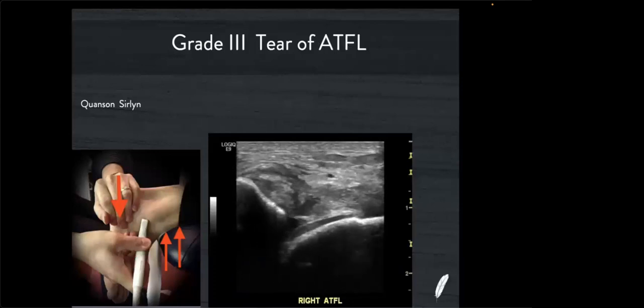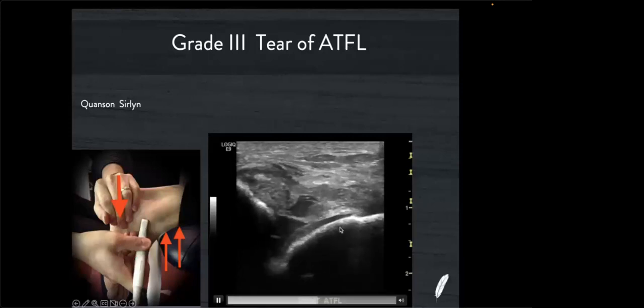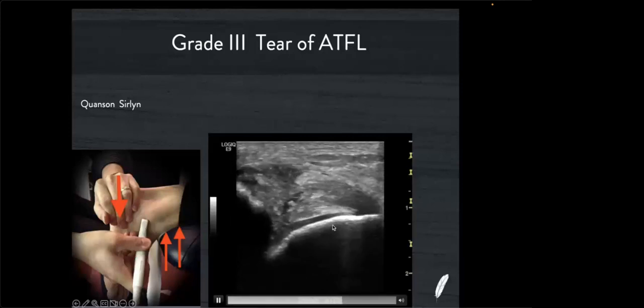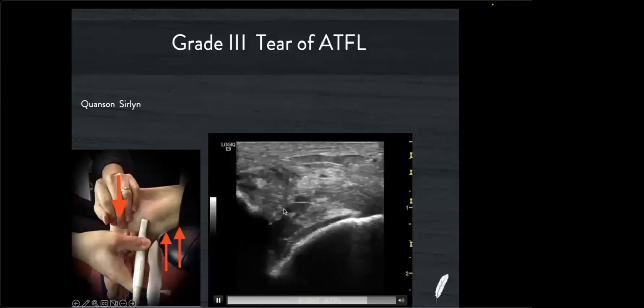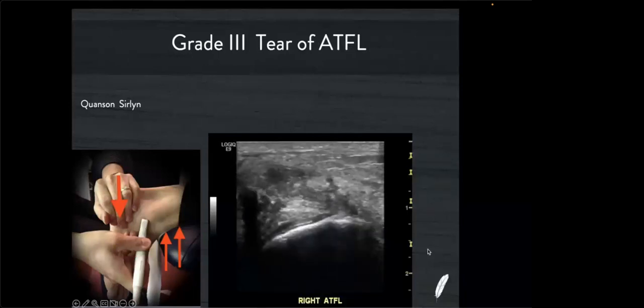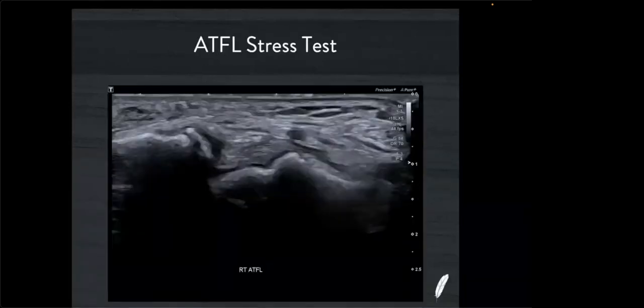Because what you're challenging here is, as you're pushing down on the calcaneum, you're moving the talus down towards the floor, and the ATFL should stop that movement. But you can see here, of course, it's broken, so it has an inability to stop that downward movement.